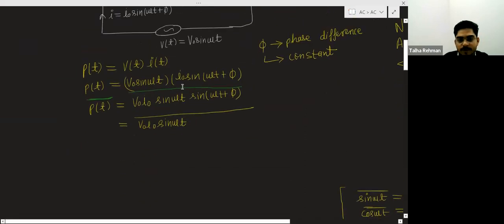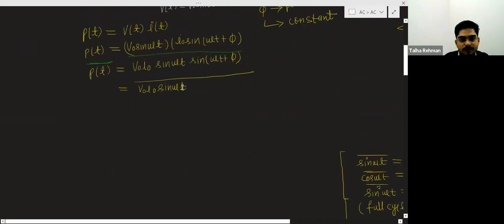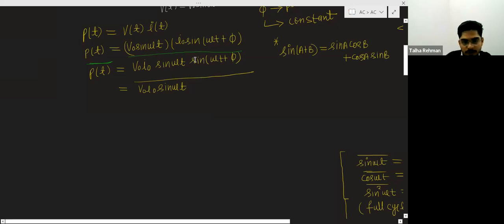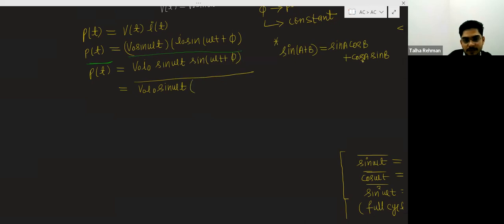Remember one thing. There is a formula that I am writing here. If it is written as sine of A plus B, this is a formula from trigonometry. It can be written as sine A cos B plus cos A sine B. So this is sine of omega t plus phi. With the help of this formula, we can write it like this.